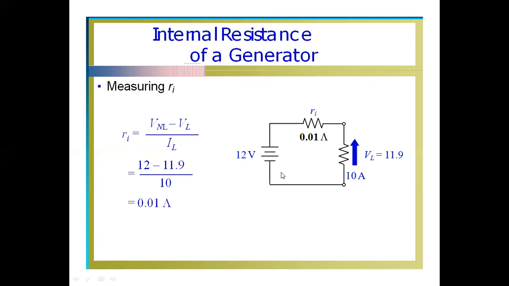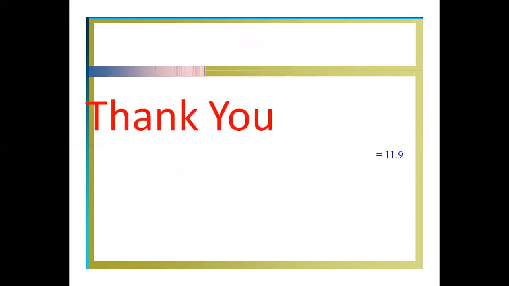So here you will get Ri equals VNL minus VL, that is 12 minus 11.9 upon 10, and that is 0.01. That is the internal resistance.